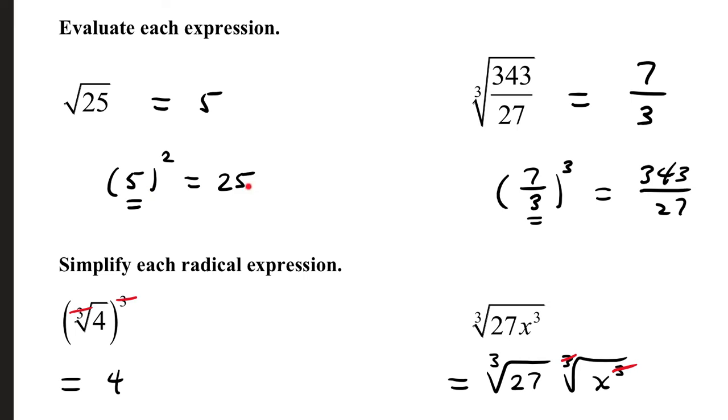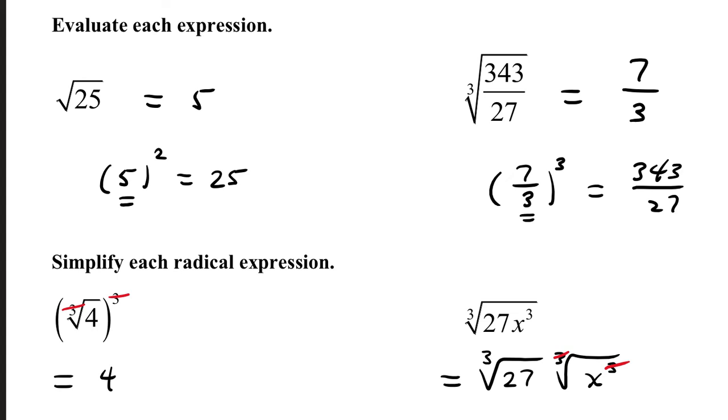Since 5 squared is 25, the square root of 25 is 5. The upper right example, we have a cube root, so we need to figure out what it takes 3 of to make 343 over 27. You can cube root these separately. The cube root of 343 is 7. 7 cubed is 343. The cube root of 27 is 3 because 3 3's multiply out to 27.